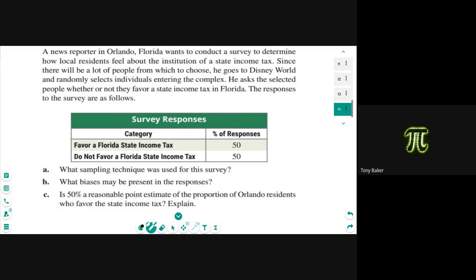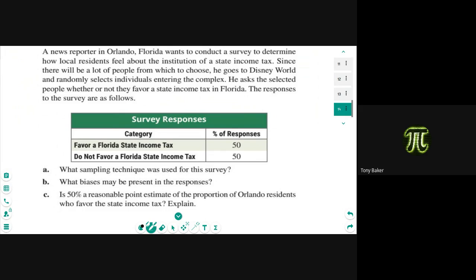No, you don't have to do this. Stratified is when you start to organize the people into groups first. So in this case, this is purely a convenience sample. He just literally decided that there's going to be a whole bunch of people at Disney World, so let me just go ask them. All right. So this was convenience. Therefore, technically, the data is bad data to begin with, but we'll keep going.